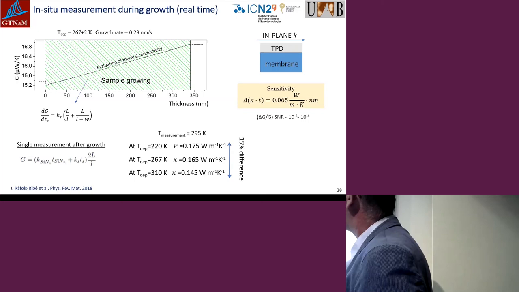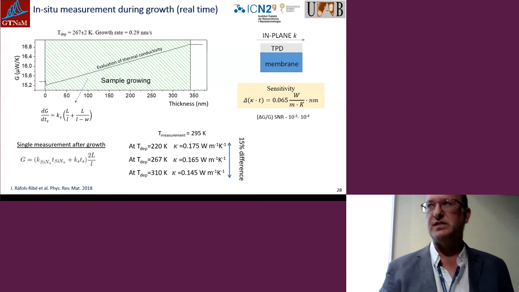This is before coalescence, and this is when we have the film that is growing. And from this slope, we can determine the thermal conductance of the system with a very high accuracy. Okay, let me go back.